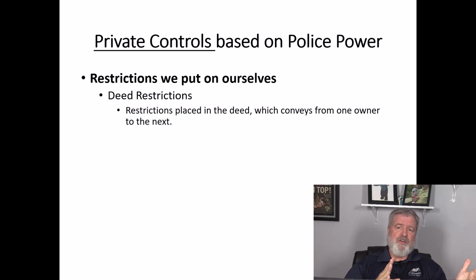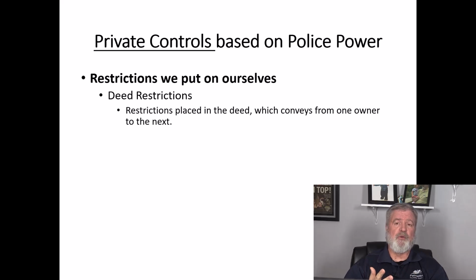Now, we've talked about several different types of police power here, right? Several different types. Zoning laws, building codes, health and sanitation, environmental, quite a few of them. All the ones we've talked about up to this point are considered public controls. What we're getting ready to look at now, there's two types of police power that involve private controls. You will have to keep this separate.